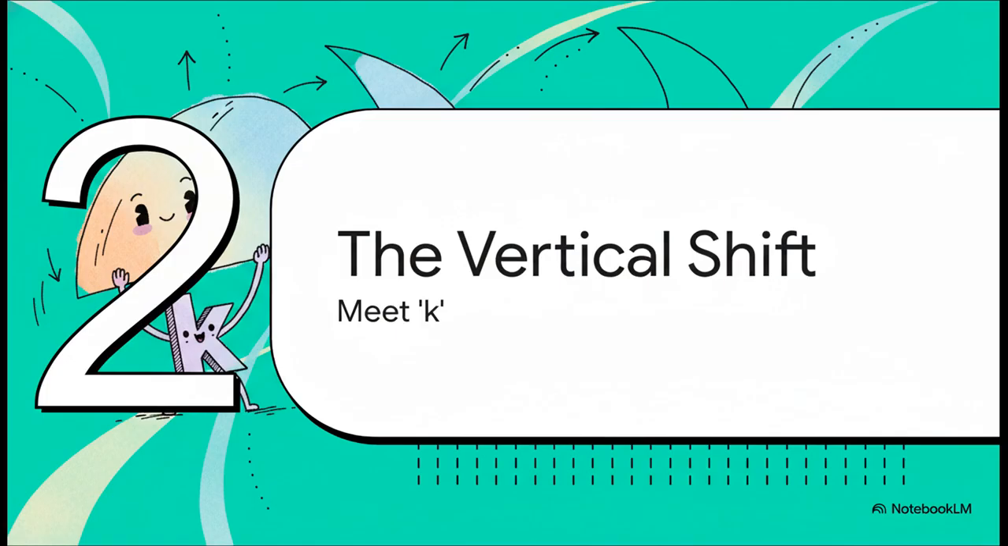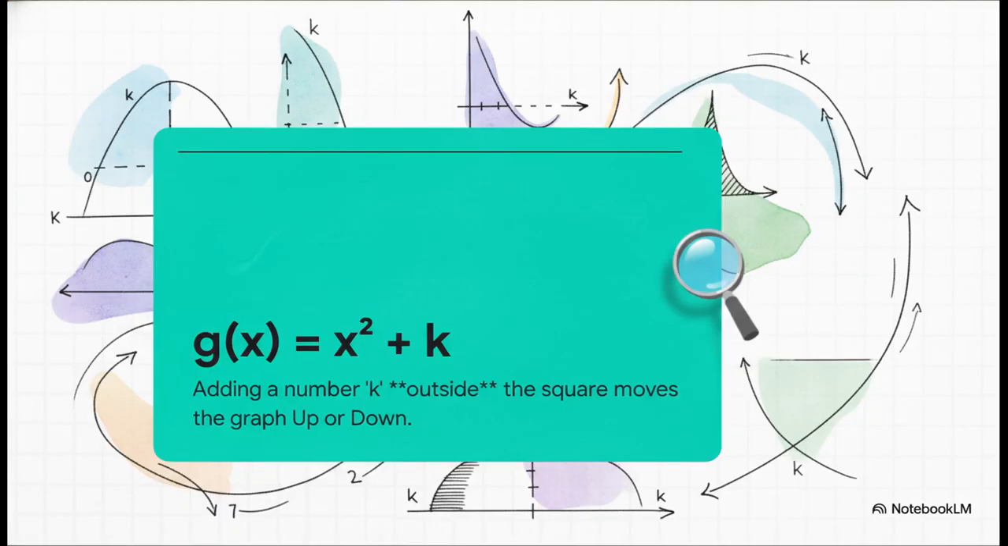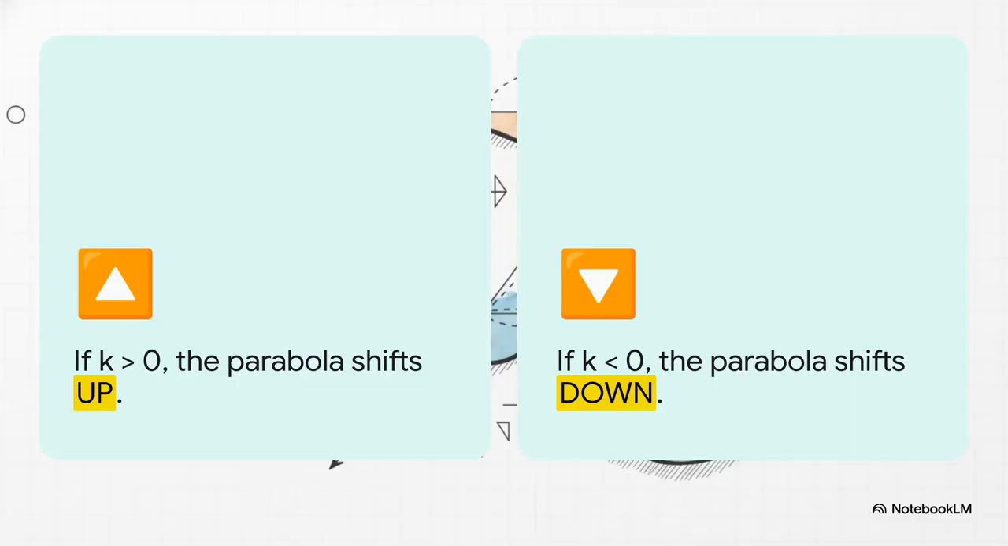All right, let's get into it. We're going to start with the most intuitive, most straightforward move there is, the vertical shift. And this is all controlled by our new best friend, the letter k. The formula is actually super simple. When we take our basic x squared and just add a number, our k, to the outside of that squared term, we're giving the parabola a direct command to slide straight up or straight down. And the great thing about k is that the logic is so simple. It does exactly what you'd expect it to do.